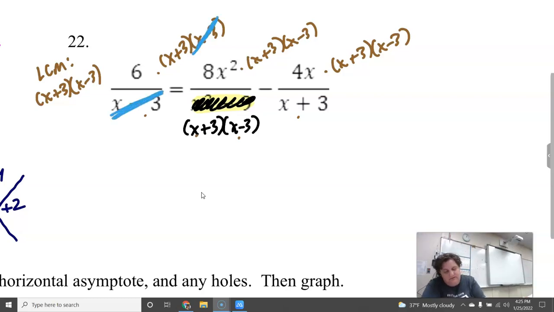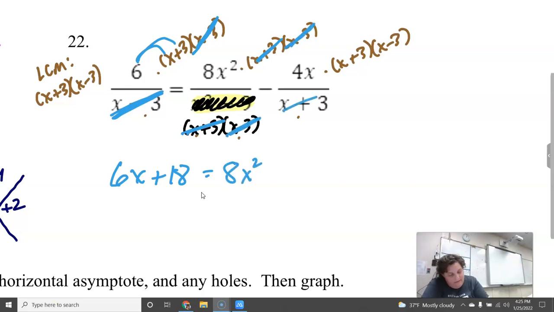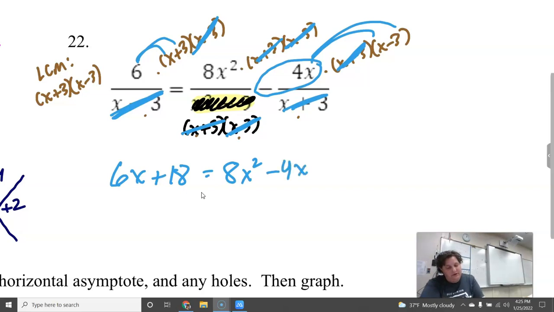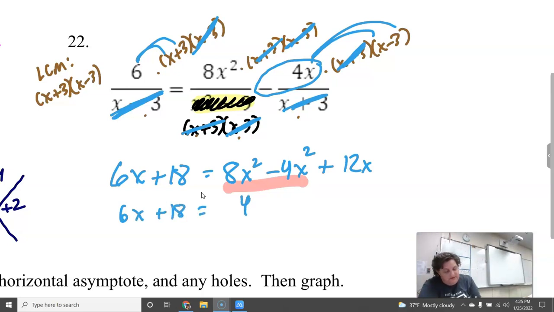Cancel, cancel. I'm going to go ahead and distribute that right now. That's going to give you 6x plus 18. Cancel, cancel. That'll give me 8x squared. Cancel, cancel. I got to distribute this. Now, be careful. There's a negative right there, okay? So it's negative 4x squared. Negative times negative is plus, negative 4x squared plus 12x. Okay? Before I start moving things around, let me put those together. So 8x squared minus 4x squared, that's 4x squared plus 12x.